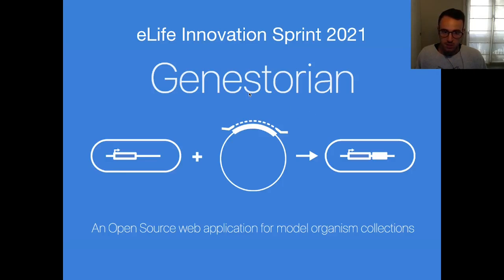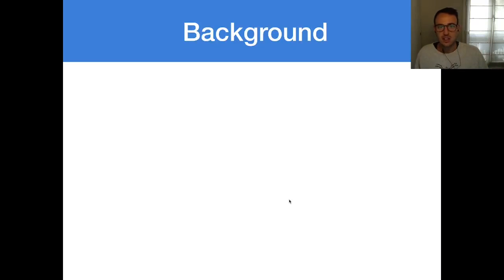Hello everyone, my name is Manu, and today I'm going to introduce my project, which is called Genestorian, an open source web application for model organism collections. So first, let me give a bit of background on the project.